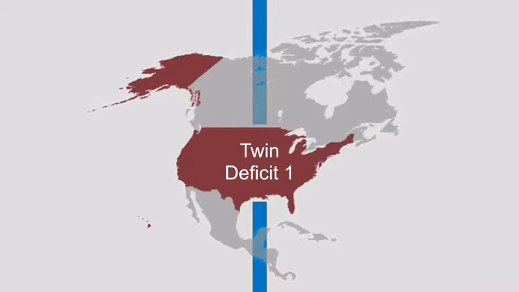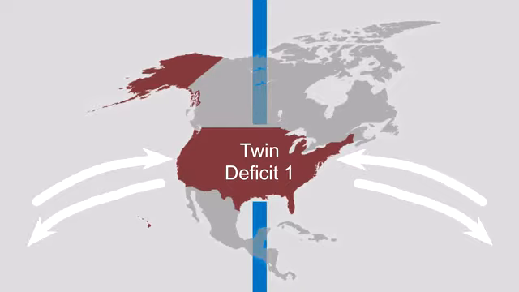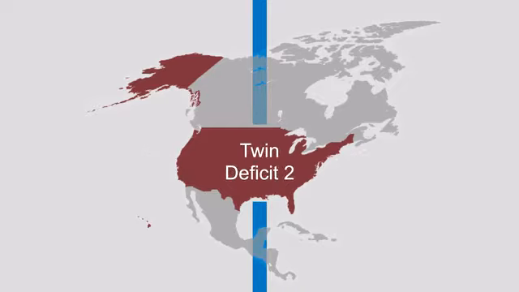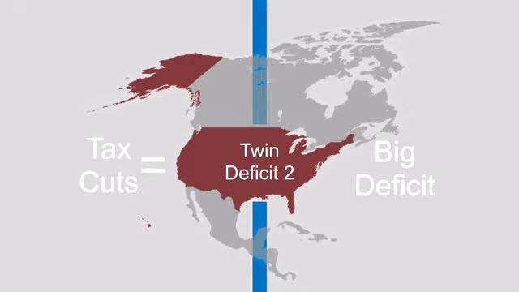In case you're new to the twin deficits, Twin Deficit 1 is the current account, which includes the US balance of trade and money flows. Twin Deficit 2 is the federal budget, which, because of the recent fiscal policy change, aka the tax cuts, now includes very large projected budget deficits.